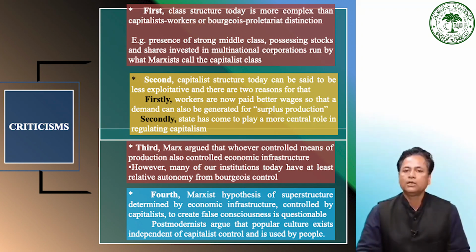After comparing the realist theory with the Marxist theory, let us focus on some major criticisms leveled against the classical Marxist theory of international relations. There are so many criticisms, and first, class structure today is more complex than the capitalist workers or the bourgeois proletariat distinction. In fact, in most Western countries as well as increasingly in the developing ones, there is a strong middle class that possesses stocks and shares invested in multinational corporations run by what Marxists call the capitalist class.